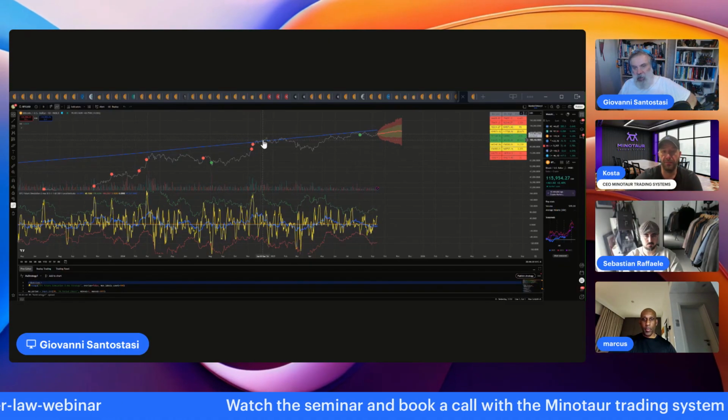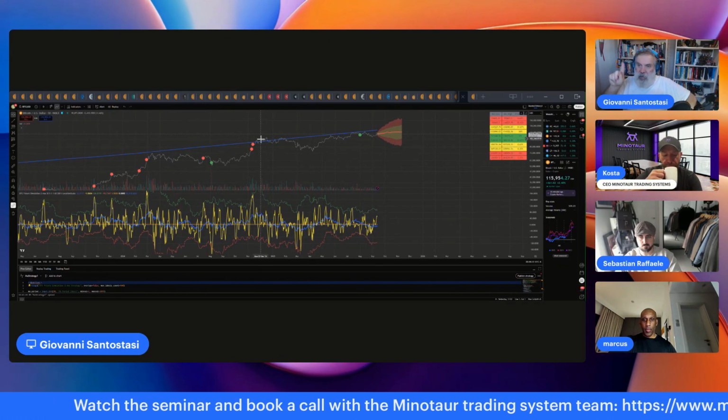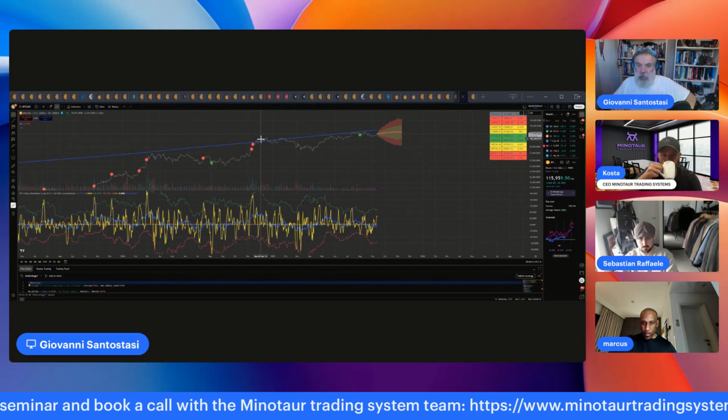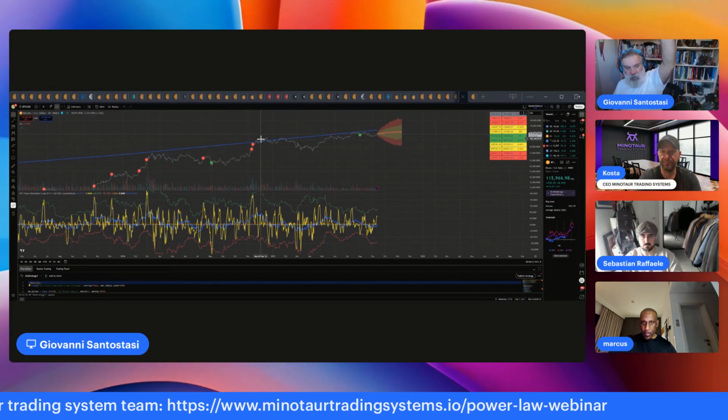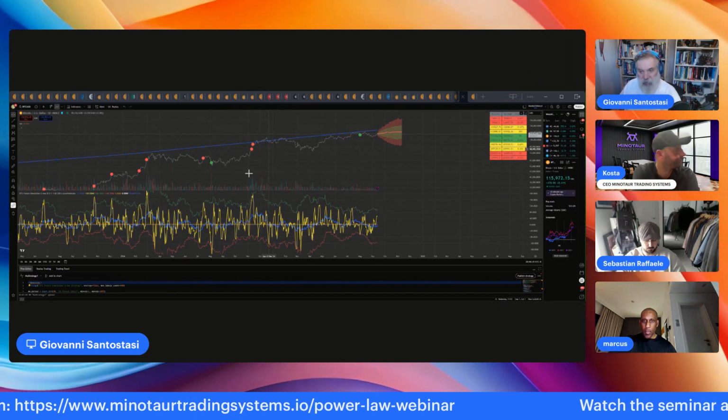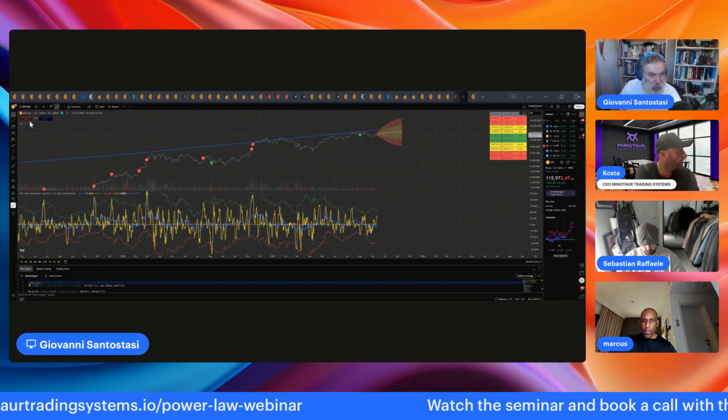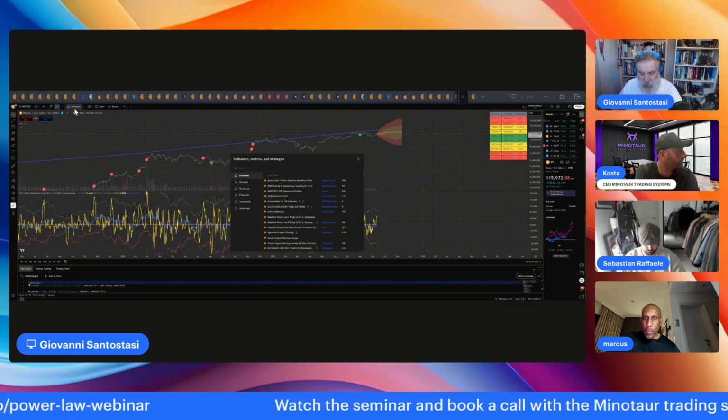So it's almost like you're fitting every day a mini power law, and we are going all over the place, right? Because sometimes we are higher than the power law, sometimes we are lower than the power law. I can even show you how that looks like.